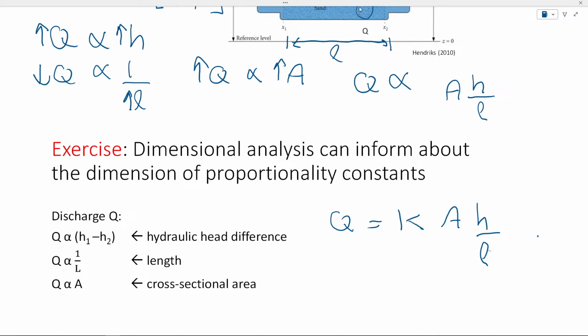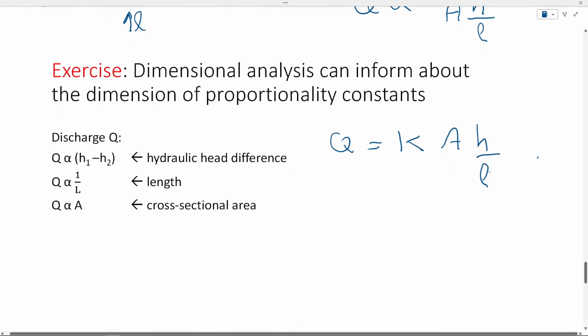Now dimensional analysis could be very useful because it could tell us about this unknown constant. When Darcy did this experiment, this constant was unknown to him. Can we know the unit of this constant? Yes, because we know the unit of Q. Q is volume over time, so that's L cubed over time.